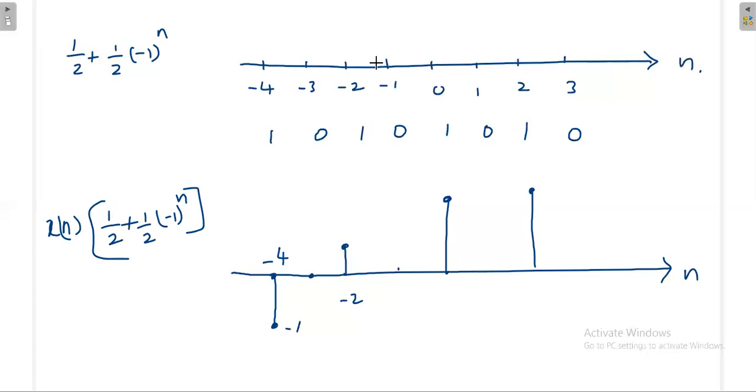Okay, so the next question, x of 3n plus 1. So here if you see in this problem, shifting is also there and scaling is also there. Whenever you do the scaling in the discrete domain, you have to be a little bit careful, because if it is continuous domain, whatever the thing is there, it is really continuous.